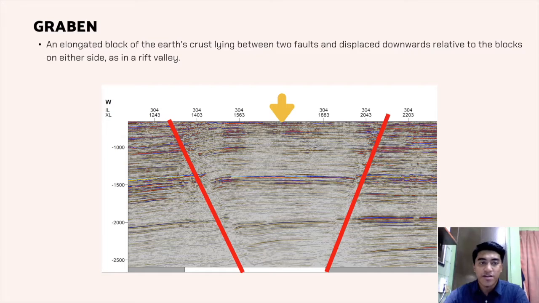Continuing to the next finding, which is graben. It is an elongated block of the earth which occurs between two faults, and usually it is facing downwards. As you can see in the picture given, there is a graben that occurred between two major faults, and it is facing downwards relative to the blocks on either side.